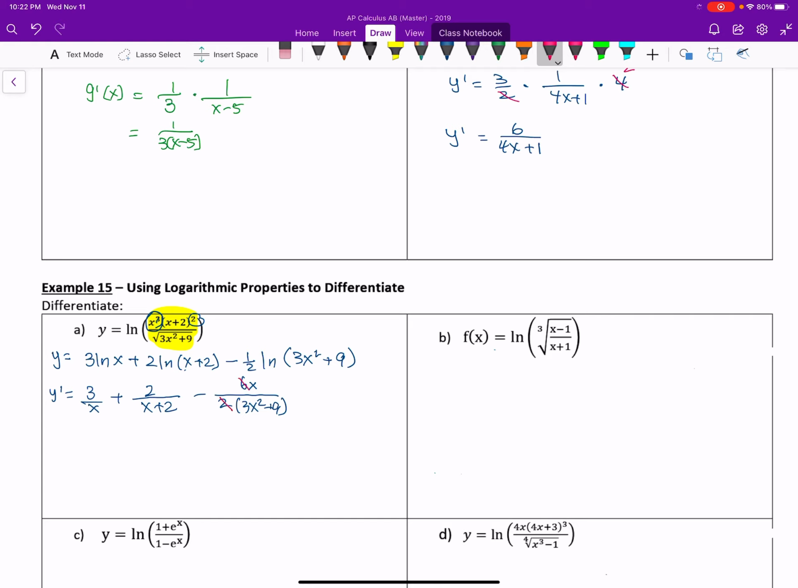Now, it depends on the purpose. Sometimes we need to then combine all of these into a single term, depending on the use. If it just says differentiate, essentially we're done right now.